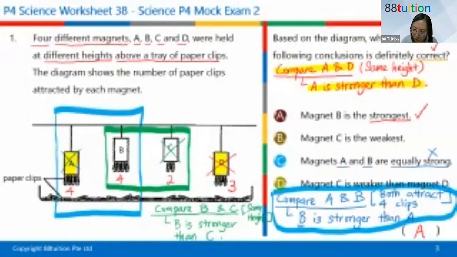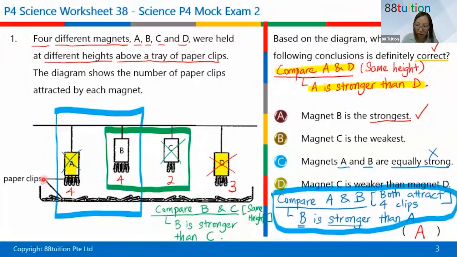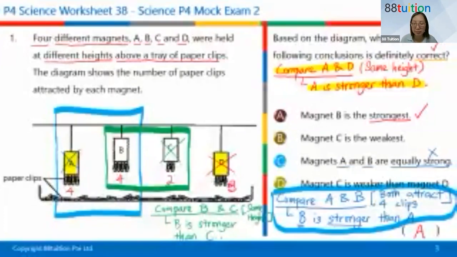Right, because B is stronger than A. Then if you're comparing C and D, it's hard to compare. Do you know why? I cannot compare C and D because they have different height and different number of clips attracted. Over here, this magnet can attract 3, but this is further away. Further away, you can attract 2, so it is hard to tell because it's different height and different number.